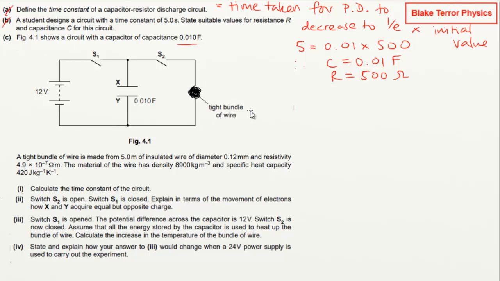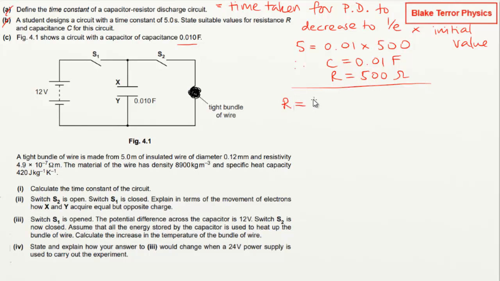Now they've given us this circuit, a couple of switches, a bundle of wire, 12 volts. They've given us some details on the wire: diameter, resistivity, density, specific heat capacity, loads of stuff on the wire. Calculate the time constant of the circuit. Well, we're going to need the resistance of this bundle of wire because we don't have that yet.